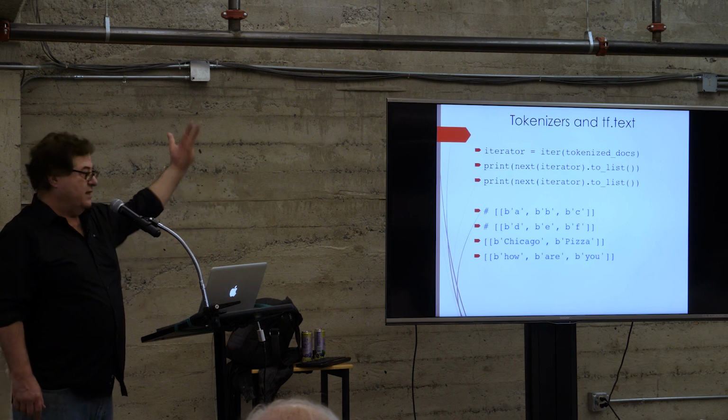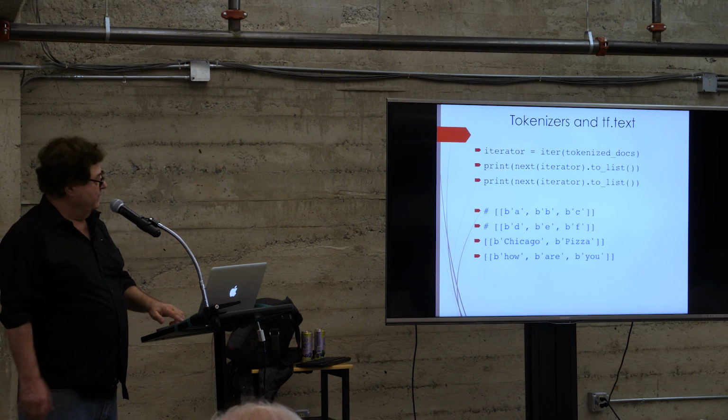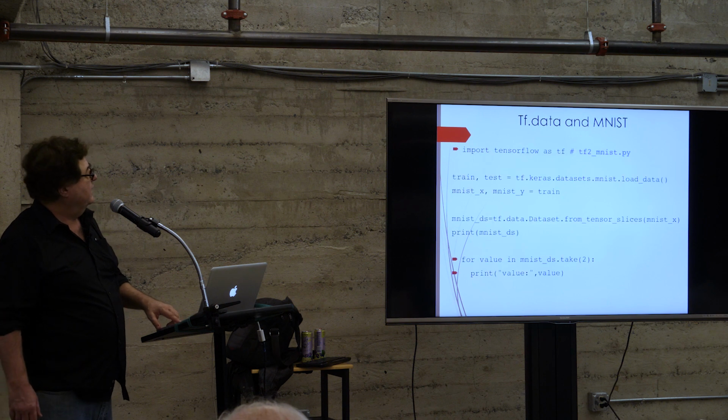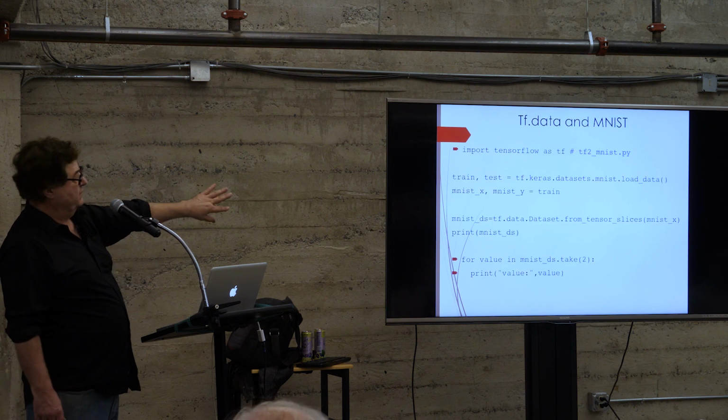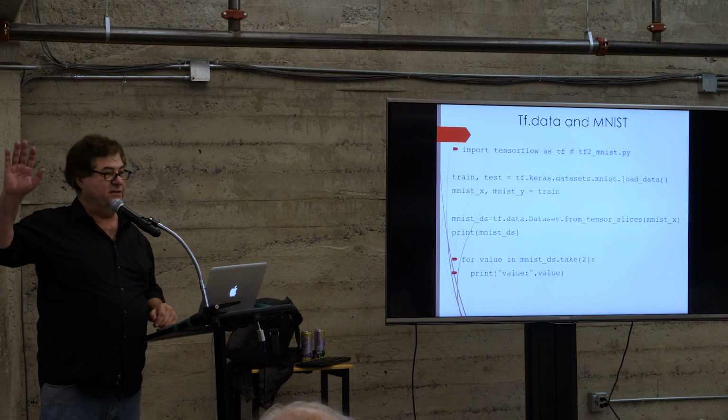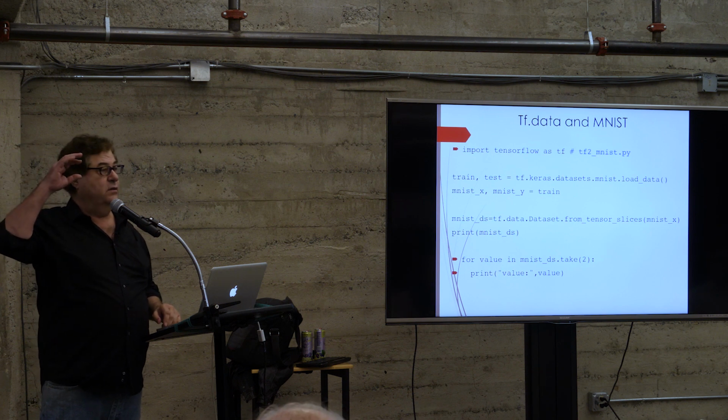And those other ones are the ones that I was experimenting with before, so you can play around with that if you want. So now we have an example of tf.data with MNIST. Does everyone know what MNIST is? The handwritten digit data set.